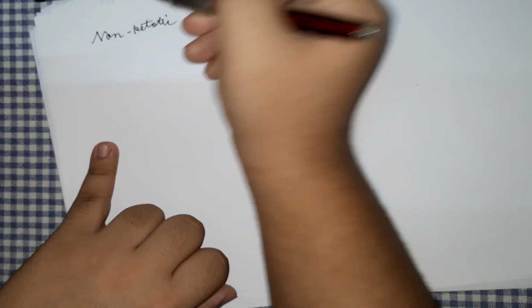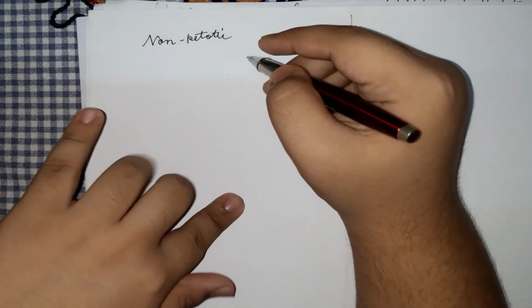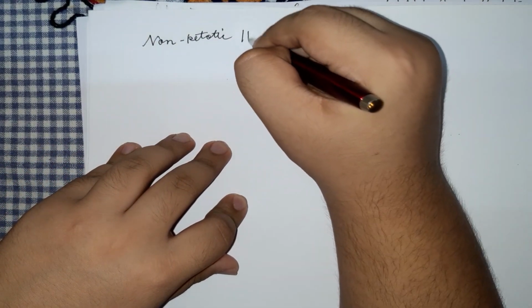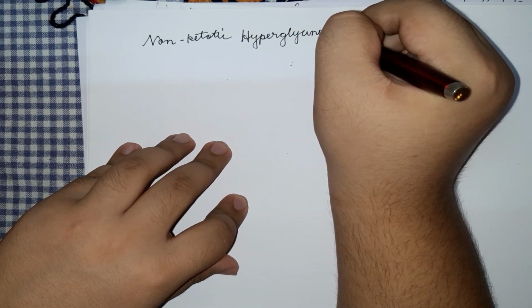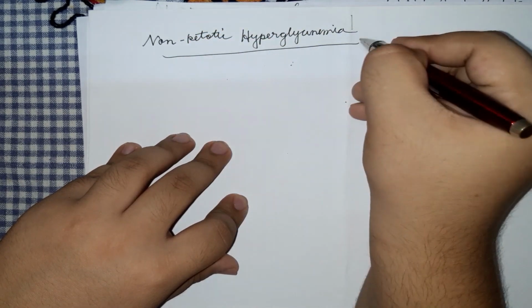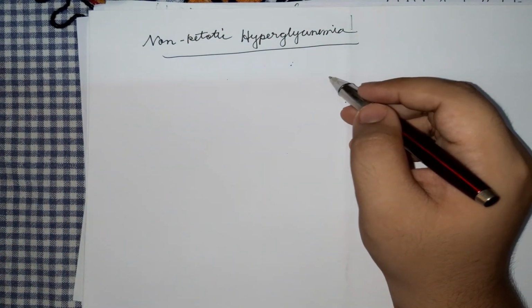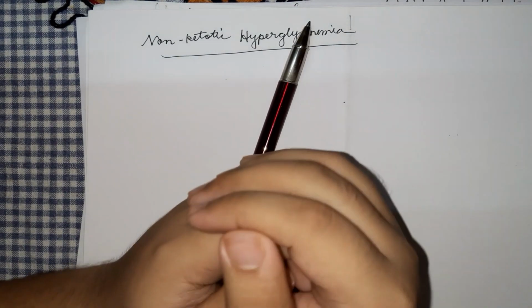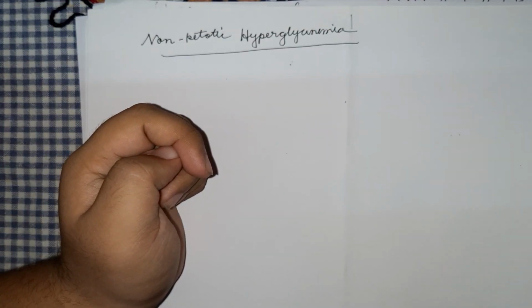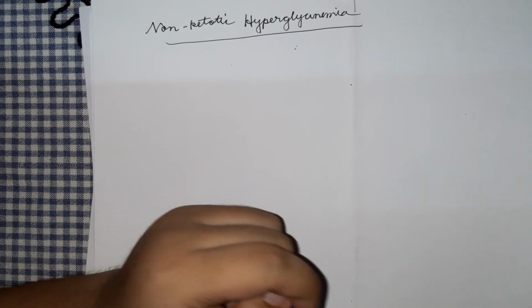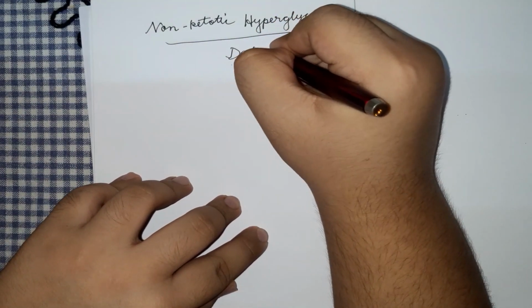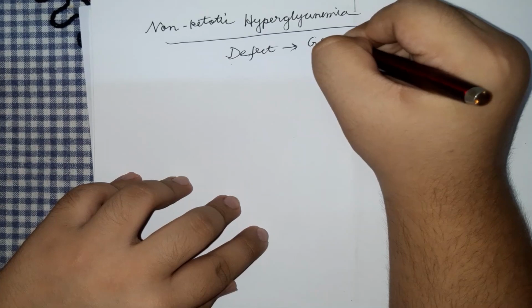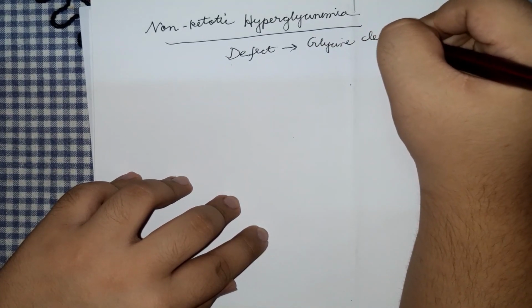non-ketotic hyperglycinemia. Alright, so non-ketotic hyperglycinemia. So what happens in this non-ketotic hyperglycinemia? As I've already hinted, it is something related to a defect in the glycine cleavage system.